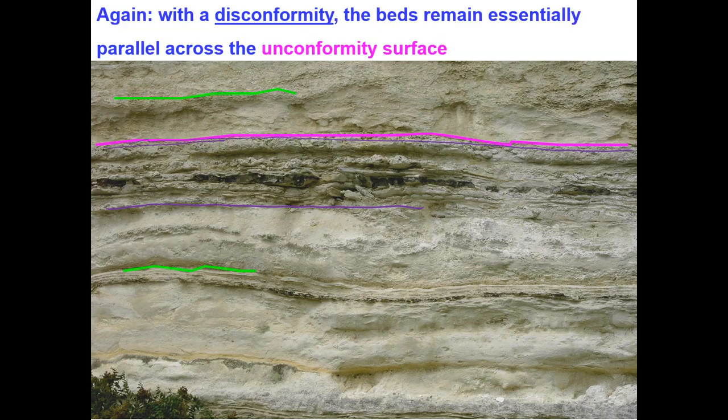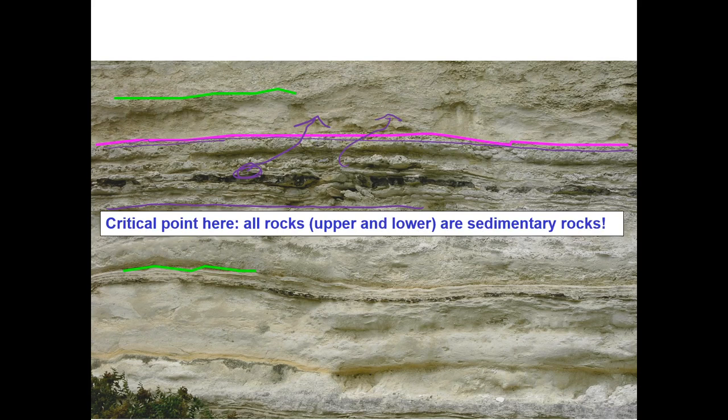Again, with disconformities, the beds remain essentially parallel across the unconformity surface, but maybe there's a sudden jump in the fossil assemblages, and we can tell. Sometimes we find pieces of this rock in this bed. That would be an indication that erosion occurred, and that's how pieces ended up in there. That's another indication perhaps an unconformity occurred.